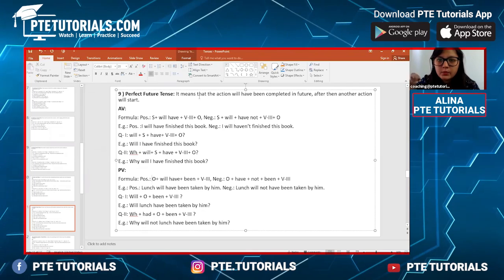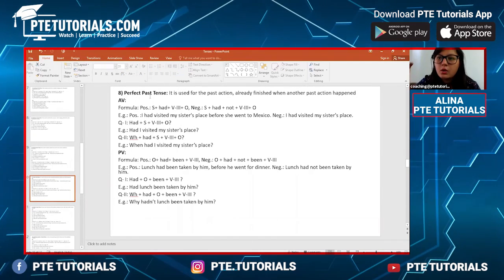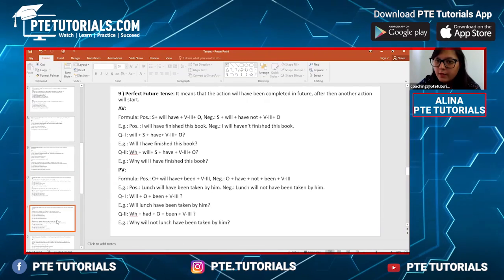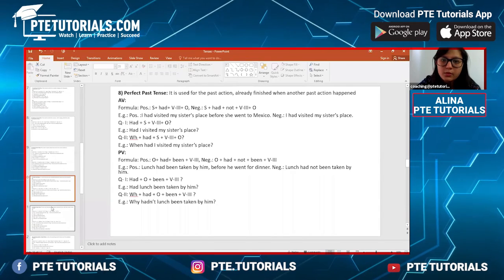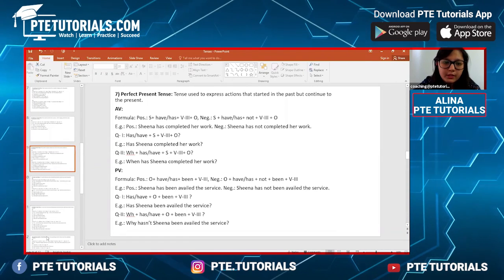In perfect present tense, we use has and have for active, and for passive, we use has or have plus been. For active voice in perfect past tense, we use has been. No, sorry. Has is used only for perfect present tense. Had is used for perfect past tense, but for passive voice, we use had been. For the ninth tense, that is perfect future tense, for active, will have is used, and for the passive voice, will have been is used. And in all the tenses 7, 8, 9, for all the formulas of active, passive, question 1, 2, and 3, I used verb 3, just for the perfect indication.